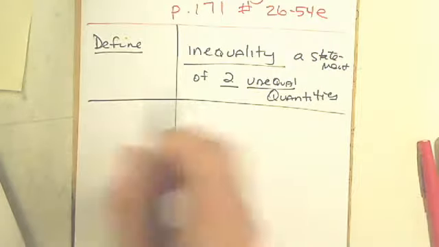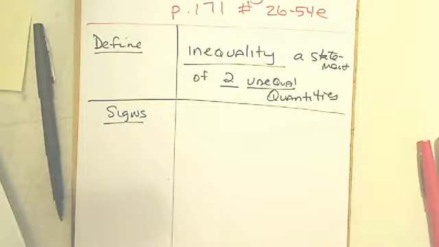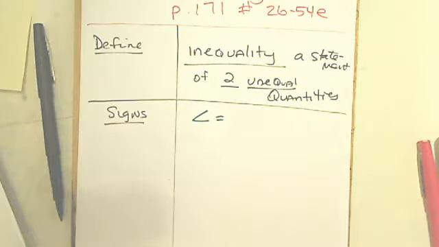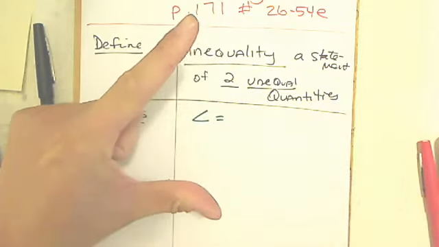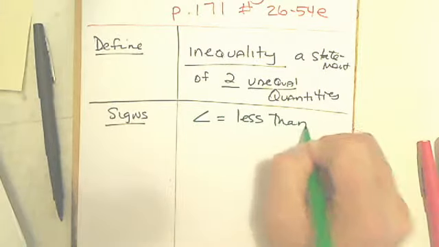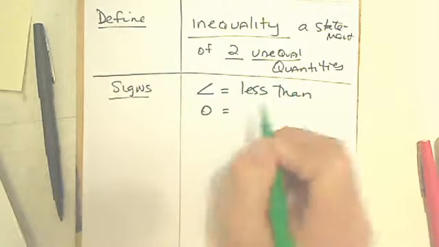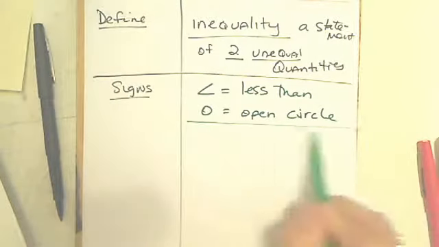What are the signs, if you're wondering? Okay, here we go. There's a lot of new things today. This first sign is called less than. It looks like an L. Left hand, less than. This is less than, not Pac-Man. It's not 5th grade anymore. Less than, left hand. And this is an open circle.